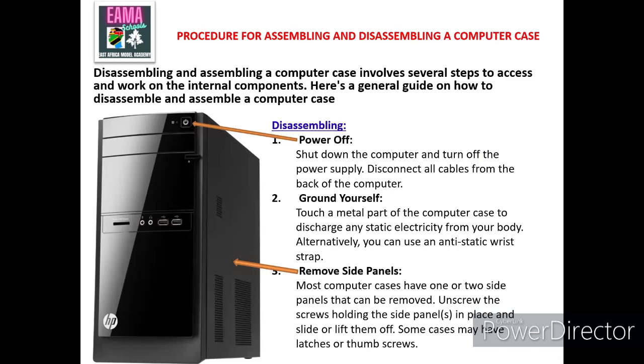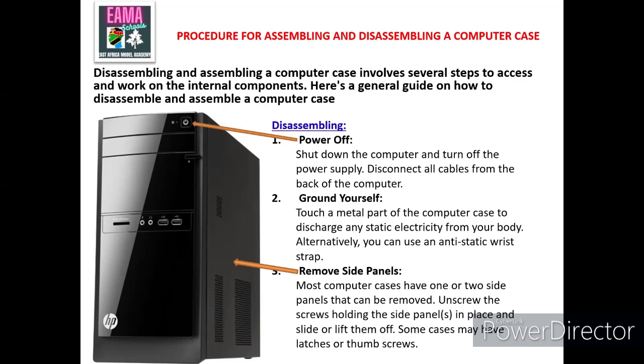Disassembling. 1. Power off. Shut down the computer and turn off the power supply. Disconnect all cables from the back of the computer. 2. Ground yourself. Touch a metal part of the computer case to discharge any static electricity from your body. Alternatively, you can use an anti-static wrist strap.